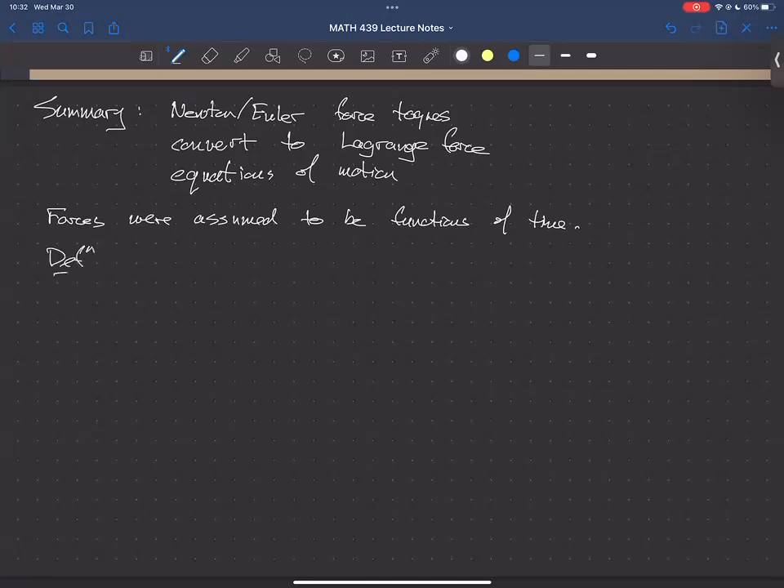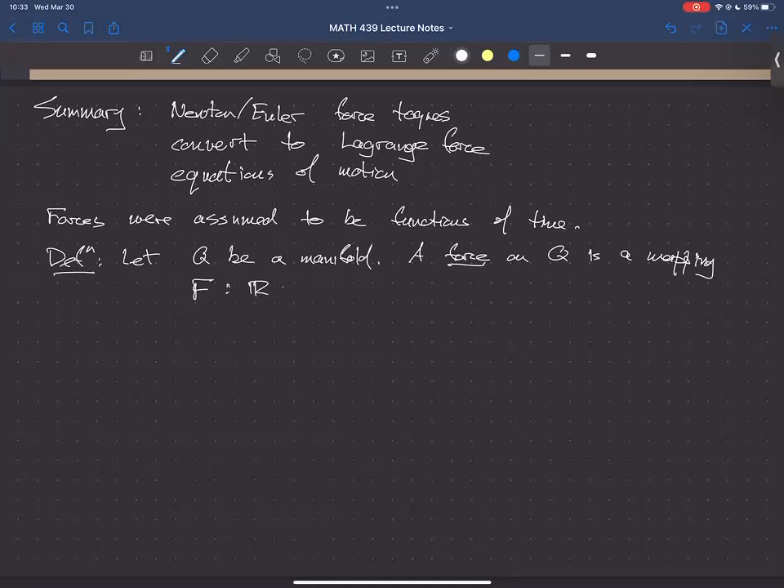So, the definition doesn't need to depend on mechanics really at all. It's a purely geometric definition, which has mechanical sense. So we're just going to let Q be a manifold, possibly the configuration manifold of an interconnected mechanical system, but doesn't have to be. So a force on Q is a mapping. I'll call it capital F, as we've been calling the Lagrange force. And it's going to depend on time, which is a variable in the real line, and position and velocity. Okay. And it will take values in the cotangent bundle.